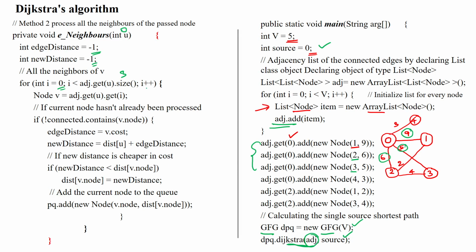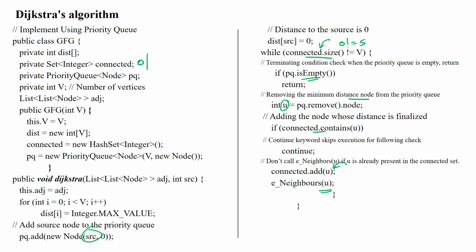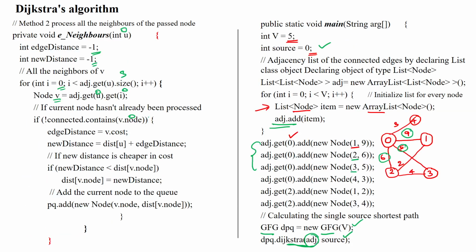So now we are checking the vertex adjacent dot get u of I. 0 to here 0, this is also 0. So connected dot contains v dot node. Here v is 0. Okay, it is asking not connected. Connected is not having 0, but it is already having the 0. So it is false. If it is false, then this statement will not execute. Again, the for loop is incremented by 1, and I will become 1.